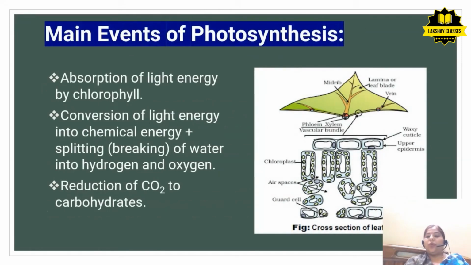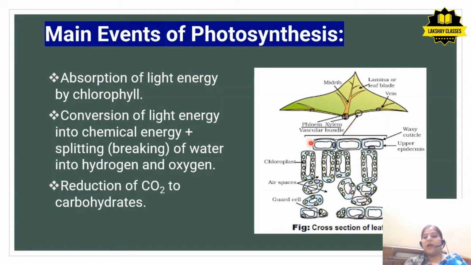Whatever I have told you till now, you already know, because you have read these things in junior classes. But the new concept added in class 10th is the main events of photosynthesis. Before going into detail of these main events, let's understand this diagram of the leaf. This is the cross section of the leaf. From outside, the leaf appears like this, but if we cut the leaf and see the cross section under a microscope, we will find it like this.